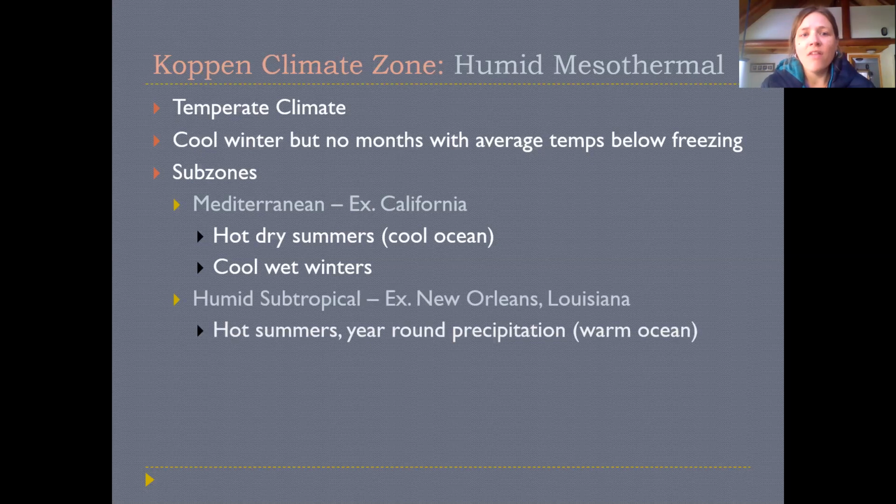Then we have what's called the humid subtropical zone. So this would be like the US Southeast. This is another temperate climate, but because of a difference in position relative to ocean currents in particular, this is going to be a wetter zone year round. So they get much more summer humidity and summer rainfall, unlike in the Mediterranean climates.